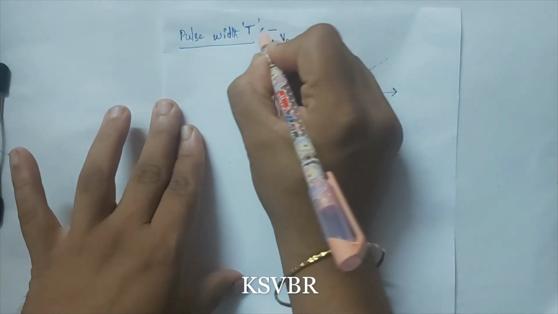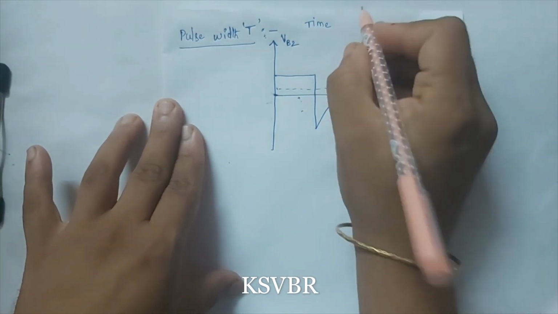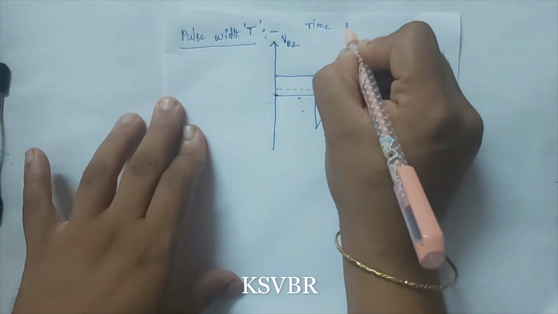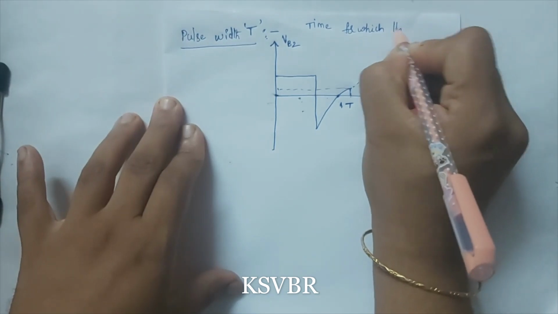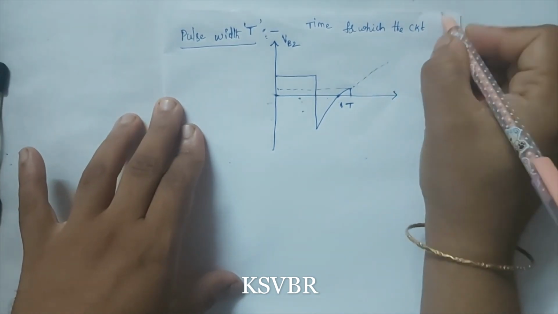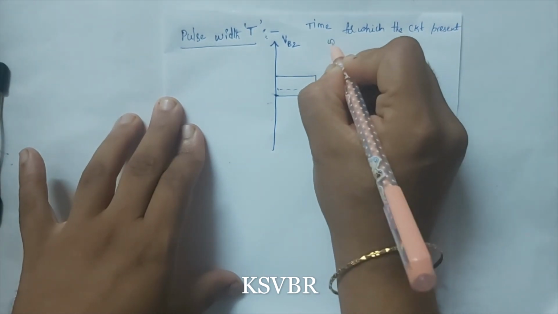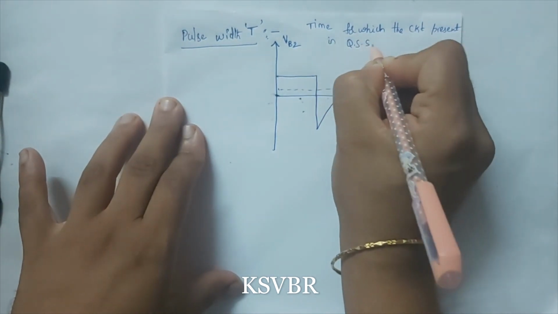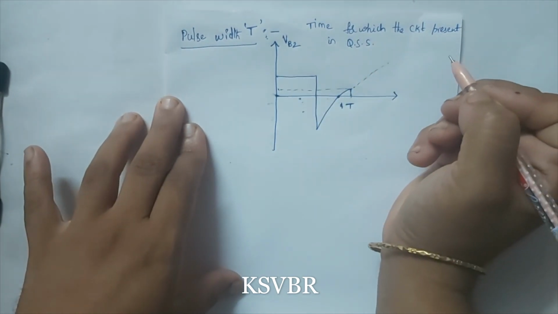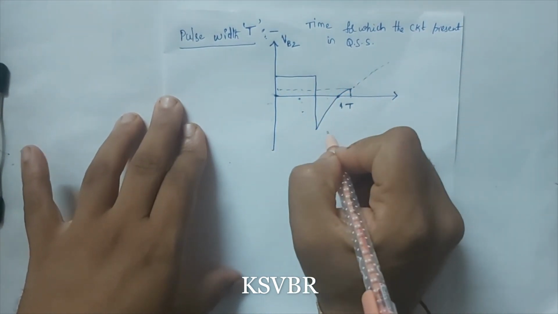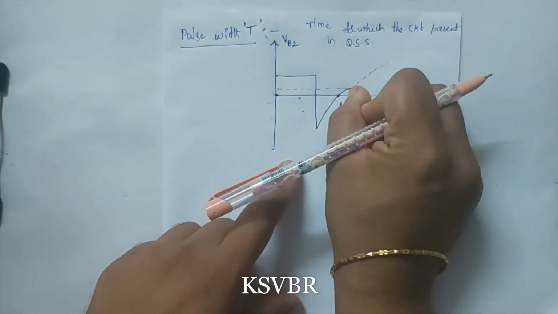Pulse width T is defined as time for which the circuit present in quasi-stable state. This is the definition of pulse width. So this is the waveform that we took from this. We are considering only one cycle here.